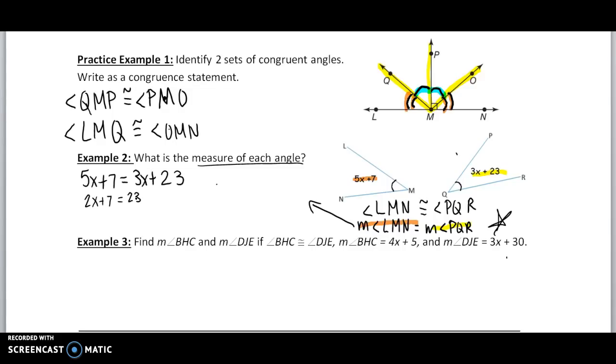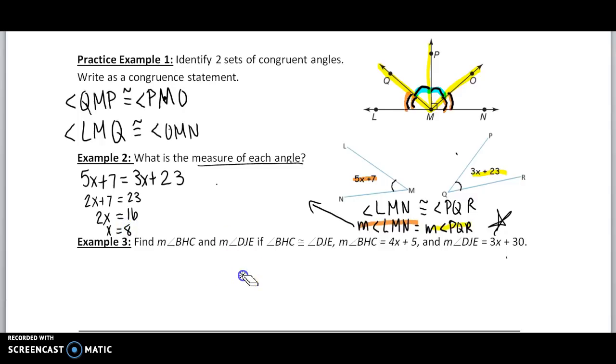Right now, I can't do anything with the 2 that it's being multiplied by, but I see I'm adding 7 to that. So in order to undo that addition, I think, how do I undo addition? I subtract. So I have to subtract 7 from both sides. And when I do this, the left side will only have 2x, and 23 minus 7 is 16. To get x by itself, I divide both sides by 2, so I get x equals 8.